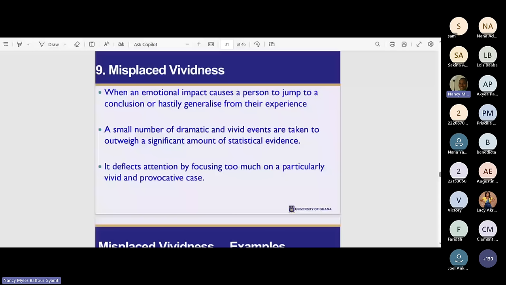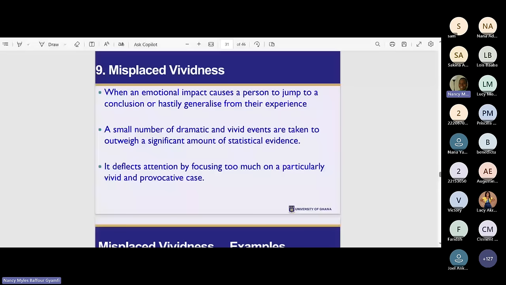Okay, madam. So displays vividness. When an emotional impact causes a person to jump to a conclusion or hastily generalize from their experience. A small number of dramatic and vivid events are taken to outweigh a significant amount of statistical evidence. It deflects attention by focusing too much on a particularly vivid and provocative case.